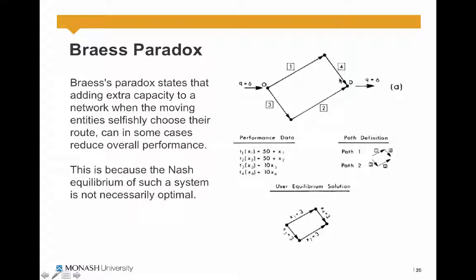So path 1 travel time would be link 1, which is 50 plus 3, which is 53, and we have the travel time function of link 4, which is 10x, so x was 3, so 30 plus 53, 83. So 83 units is the travel time from origin to destination for path 1. If you do the same calculation for path 2, you get the same travel time, because in user equilibrium, the path travel times must be equal. So we get 83 as the travel time of every traveler.